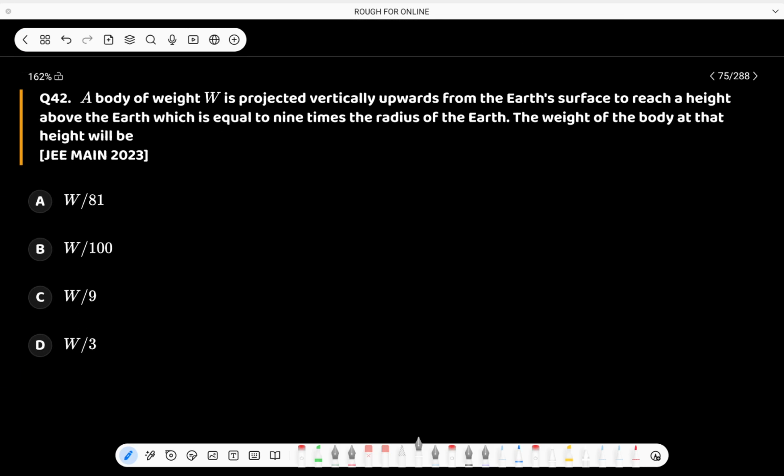Okay? Keep on doing the questions on gravitation, ideas will pop out, and that's actually the primary purpose of solving the questions. So next is question number 42.